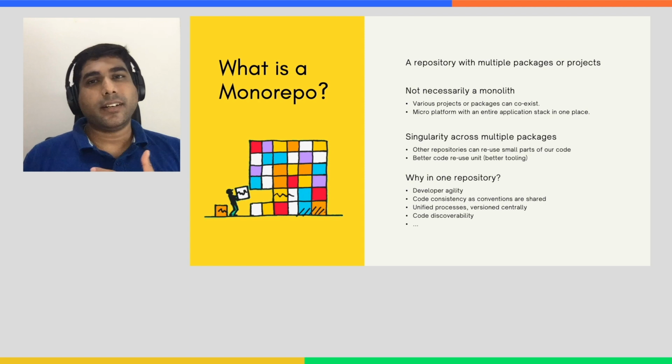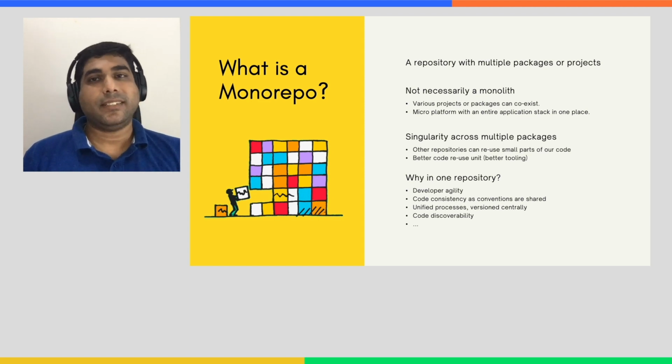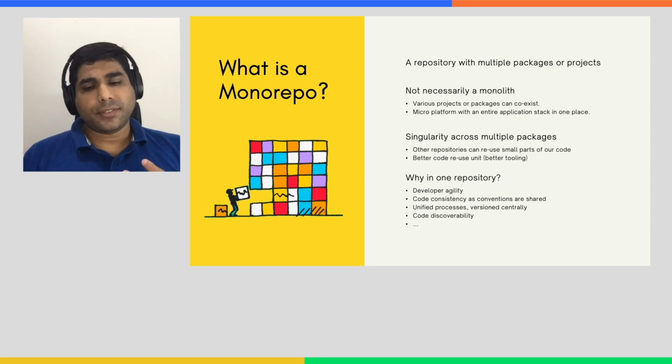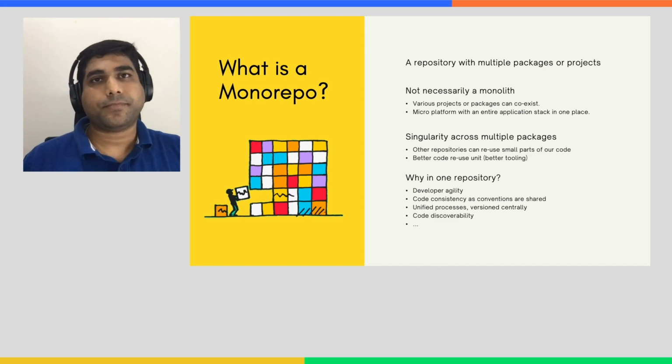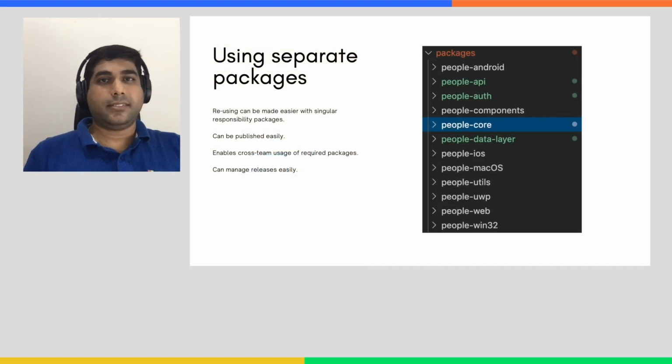Having all of this in a single repo also helped us unify processes across packages, make developers more agile, and achieve more code consistency. Even for new developers who joined the team, it was very easy to discover code across the packages. It was helpful to have things in one place rather than scattered in multiple repositories. For our work on People Card, it looks something like this.